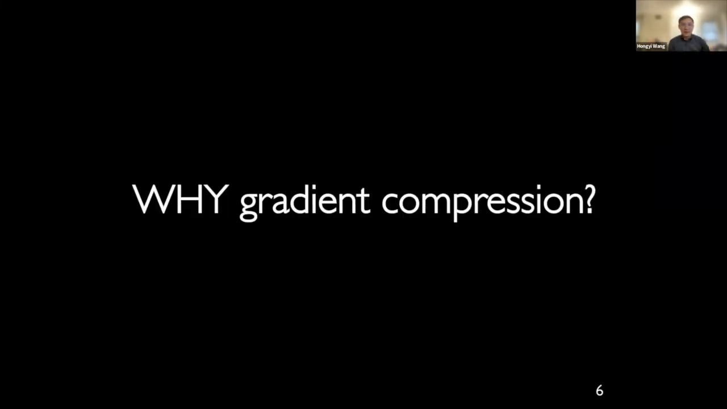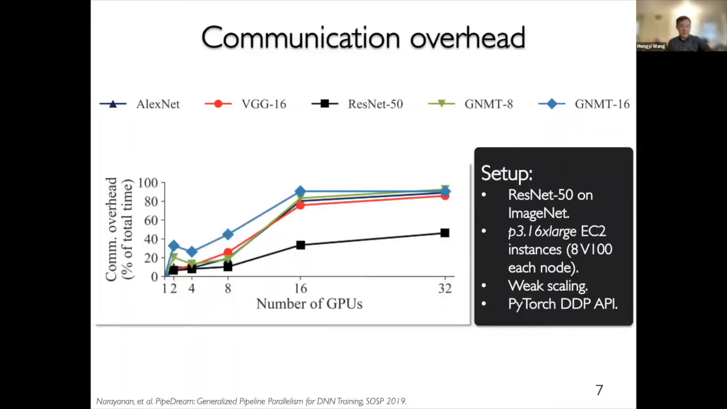So why do we need gradient compression? It has been widely observed in the past literature that if we use a large distributed cluster to train a large model, communication is costly. In this example, coming out of an SOSP 2019 paper, the x-axis is the number of GPUs in the cluster, and the y-axis is the communication overhead, measured as the percentage of the total iteration time spent on communication.